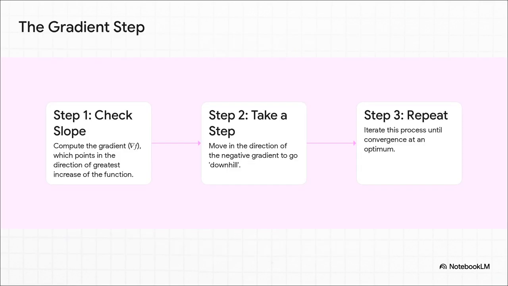So how does our hiker do it? Well, it's a simple three-step dance. First, our hiker feels the ground right under their feet to figure out which direction is the steepest way down. In math speak, that's called calculating the negative gradient. Second, they take one small step in that direction. And third, they just do it again and again and again. Feel the slope, take a step. Feel the slope, take a step, all the way until they can't go any lower.